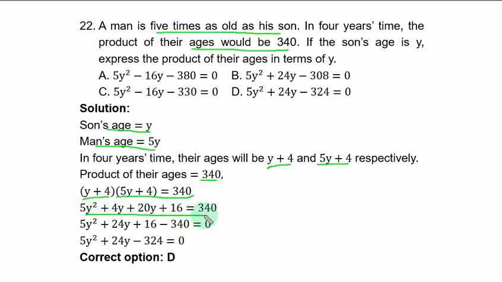To have a proper quadratic equation, the right hand side is always 0. So if you add like terms, that is, if you add these two terms, you have 24 plus 16. You transfer this term in, it becomes negative. If you add, finally, you have 5y squared plus 24y minus 324 equal to 0. D is the correct option.